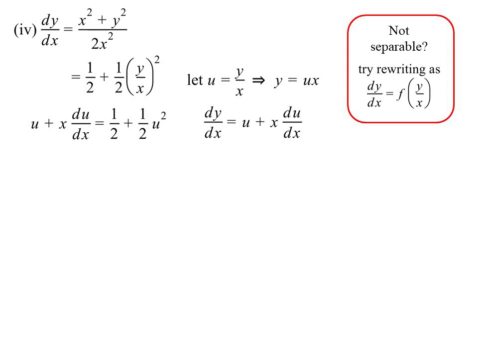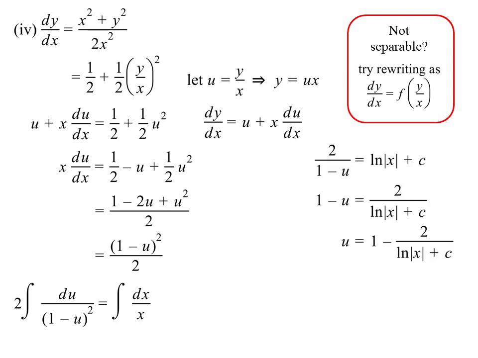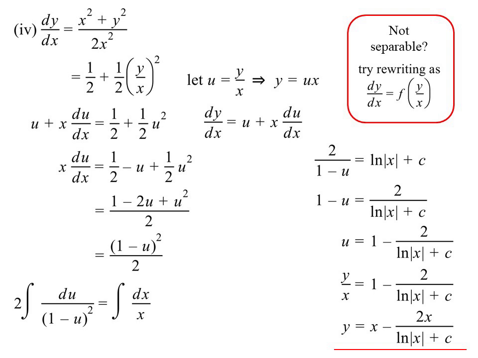Now I've got something that can be separated. So I end up eventually with x du/dx is (1 minus u squared) on 2. Let's now separate our variables. 2 times the integral of du on 1 minus u squared is the integral of dx on x. So 2 on 1 minus u is the log of x plus some constant. I've made u the subject, but of course that wasn't the question. I've got to get y back in there now. So u is y on x, sub that in. Now I just got to multiply by x. I have my answer. y equals x minus 2x over the absolute value of log x plus a constant.